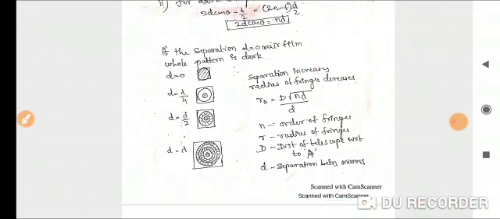This shows that if the separation increases, then the radius of the fringes decreases. If the separation increases, more concentric rings will be formed. That's why the radius of the fringes decreases. The equation is given by Rn is equal to capital D square root of n lambda divided by small d. Here n is the order of the fringes, R is the radius of the fringes, capital D is the distance of the telescope, and small d is the separation between the mirrors.